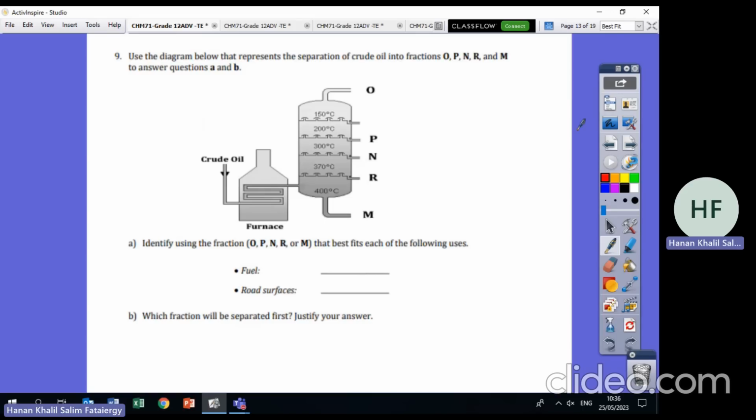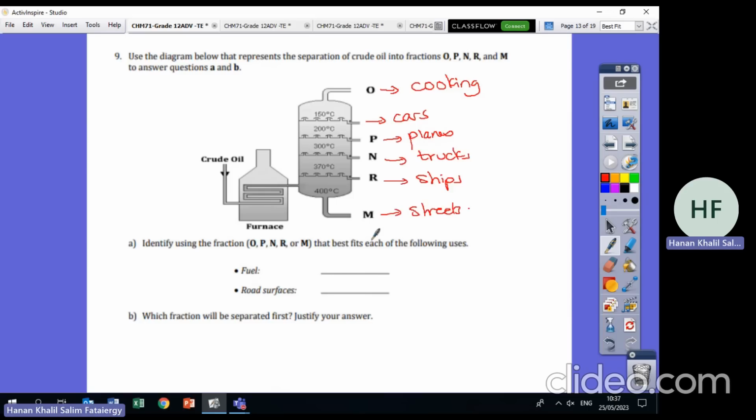Okay, let's do another question. Also, this process is called fractional distillation. This fraction is used for cooking. This fraction is used for cars. This one is used for planes. This one is used for trucks. This one is used for ships. And this one is used for streets.